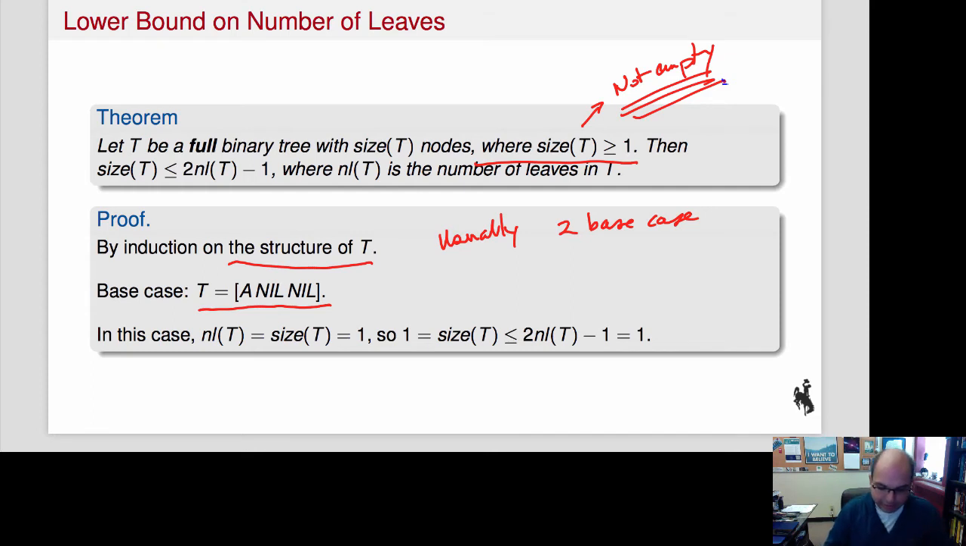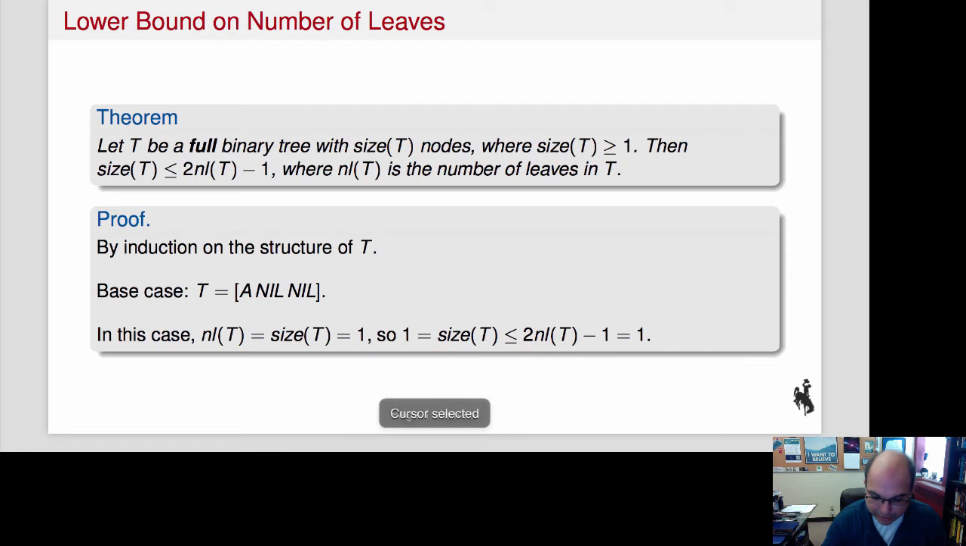Now, in that case, how many leaves does it have? 1, right? Well, how many nodes does it have? What's the size of the tree? 1. So yes, it is in fact the case that the size of the tree, which is just 1, is twice the number of leaves, that would be 2, minus 1. So they're equal. It's actually equal. I don't even need the less than or equal to. All right, so that's good. We got the base case proved.